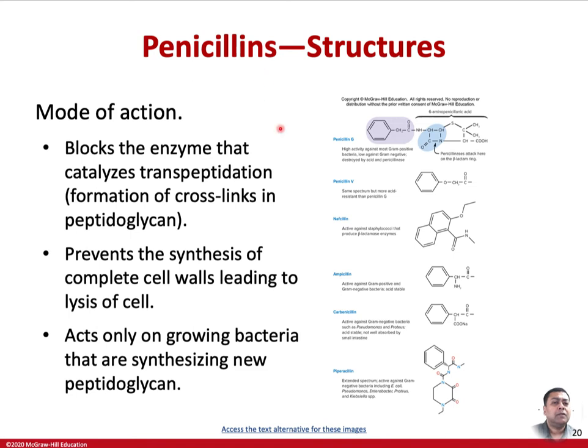Now, these two terminal D-alanines will cause a transpeptidation from one chain to the next and form a cross-linkage in between, whereas one D-alanine will go out. But with penicillin, this cross-linking or transpeptidation cannot happen. So penicillin inhibits this transpeptidation reaction. What happens? The cell wall structure falls apart. It cannot form the cell wall, and that will lead to the lysis of the cell.